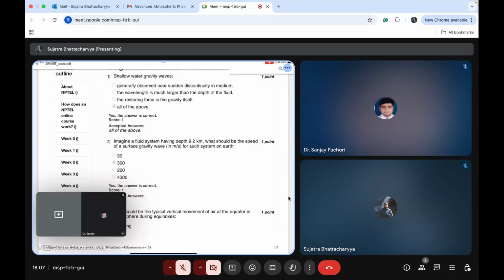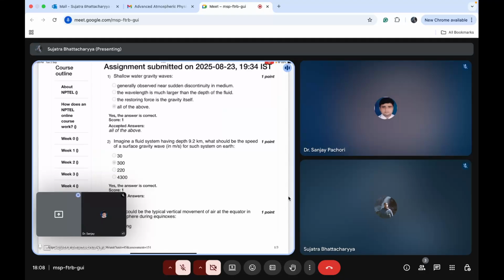Okay. Next is the second question. Very simple, based on the phase speed of the gravity waves. Imagine a fluid system having depth 9.2 kilometers. What should be the speed of the surface gravity wave for such a system on the Earth?